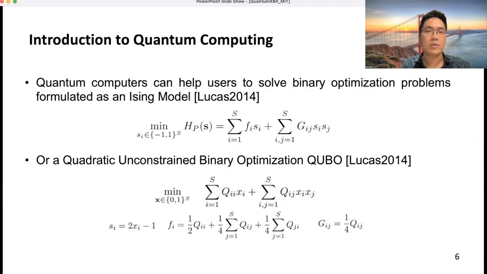Quantum computers can help users solve optimization problems. Those problems should be formulated as Ising models. Here we have the Ising model, where the variable is 1 or minus 1. We can also have a quadratic unconstrained binary optimization, or QUBO, where the binary variable is either 0 or 1, and we can easily transfer the Ising model to QUBO with the equation at the bottom of the slide.